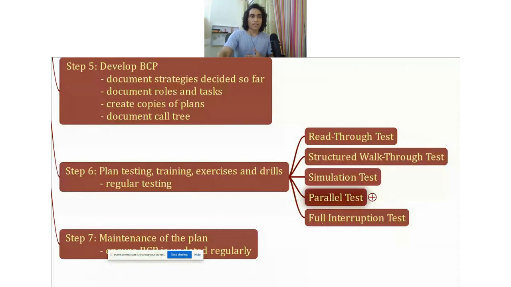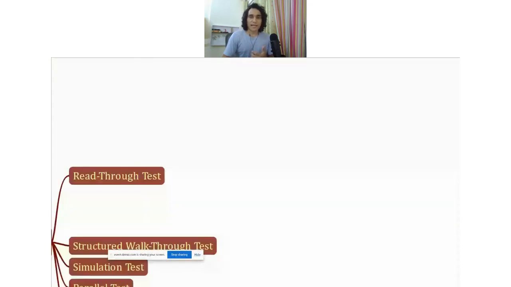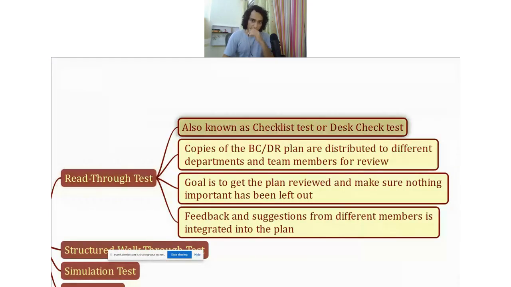Now let's talk about step number 6, which is about testing your plan. When it comes to testing the plan, what are the different options that we have? These are the different options of testing that we have. First one is read through test. Then we have structured walkthrough test, then simulation test, parallel test, and full interruption test. So let's go through these tests one by one.